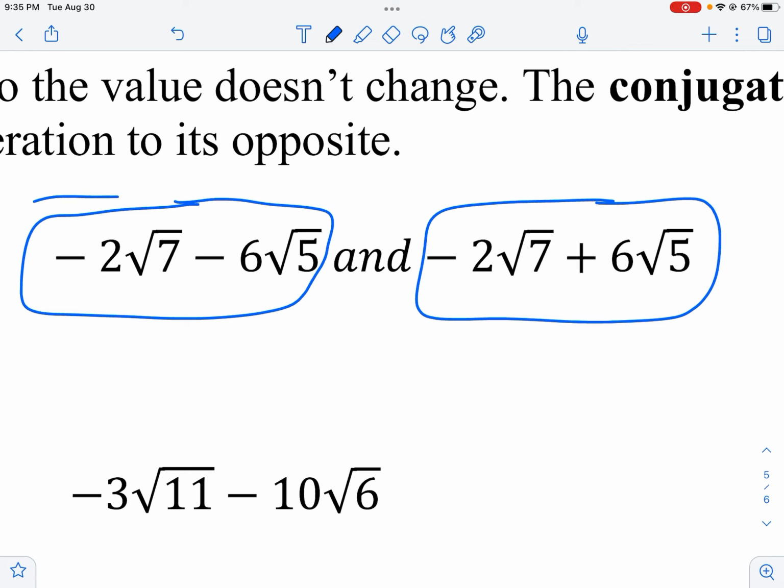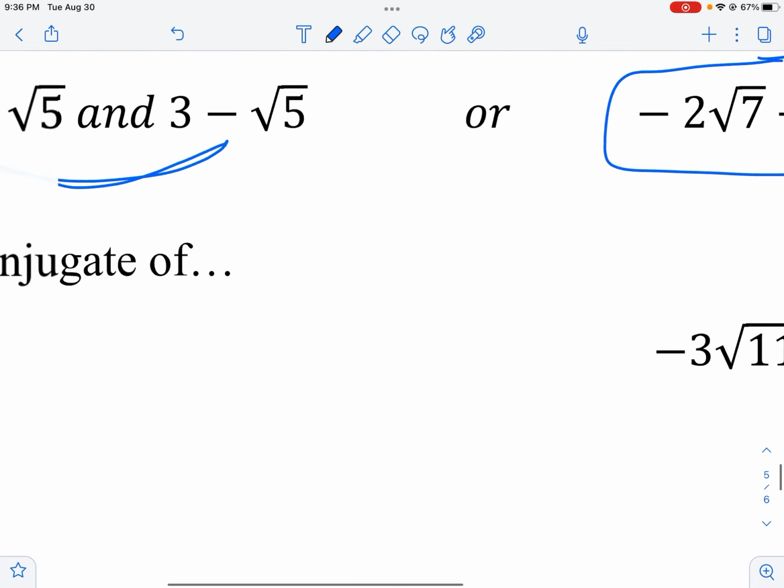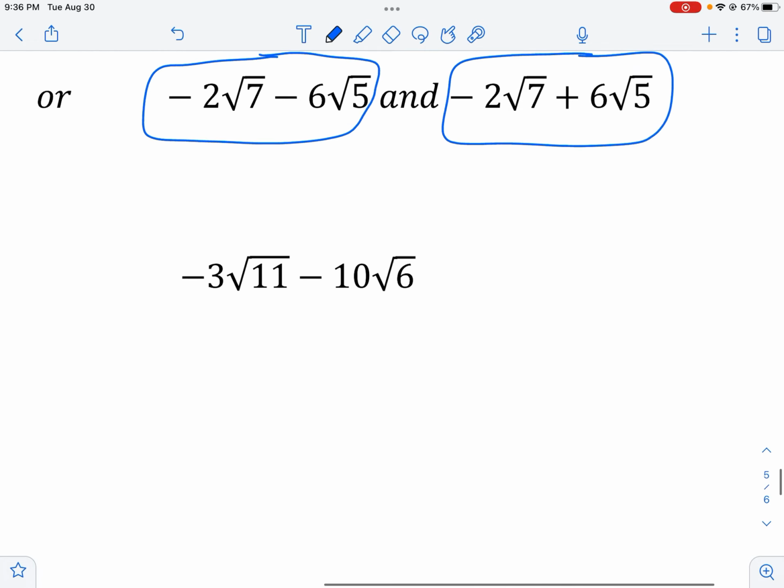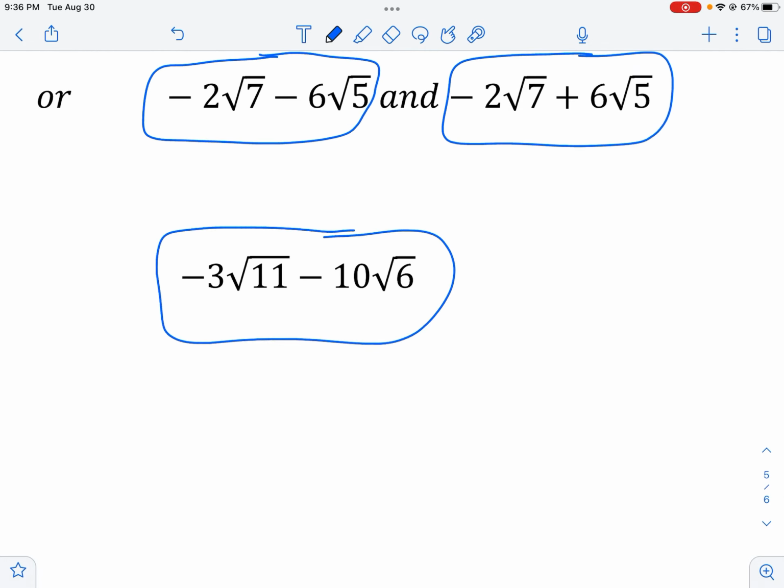I want to point out that this here stays negative. You don't just change all the signs, you change the operation in the middle. This negative is not an operation, it's a sign on it, and so you don't change that. So there's some conjugate pairs. So in your notes, take a moment to write the conjugate pair for this one and the conjugate pair for this one. You can pause the video if you want and give it a shot.